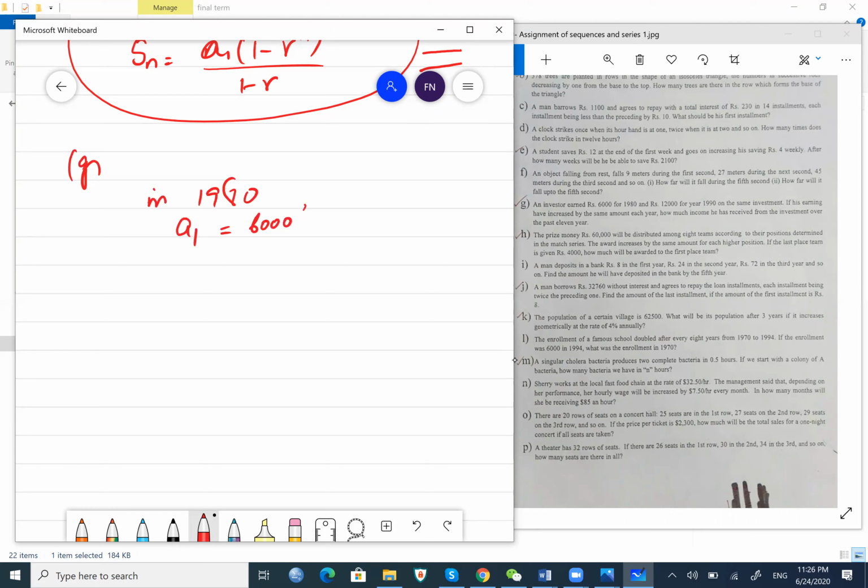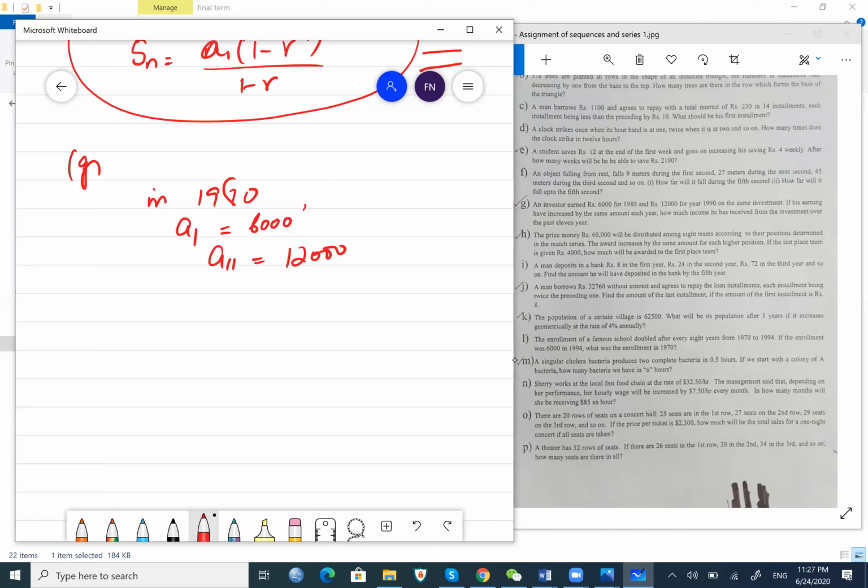So 80, 81, 2, 3, 4, 5, 6, 7, 8, 9, and 10. Yeah. So there are 11 years on the same investment. If his earning has increased by the same amount each year, how much income has he received from the investment over the past 11 years? A1 is 6,000 and A11 is 12,000.